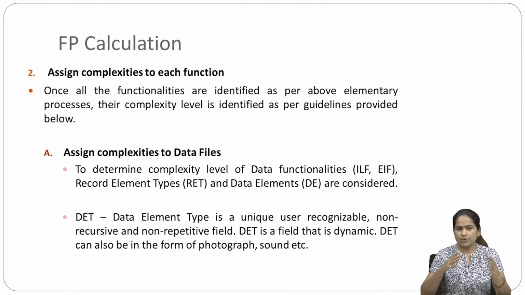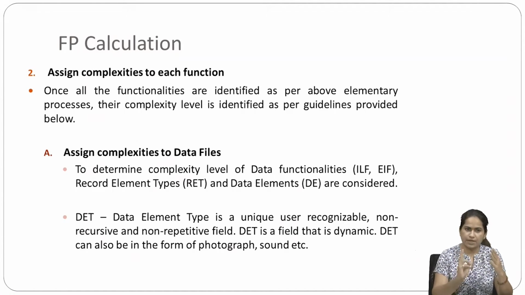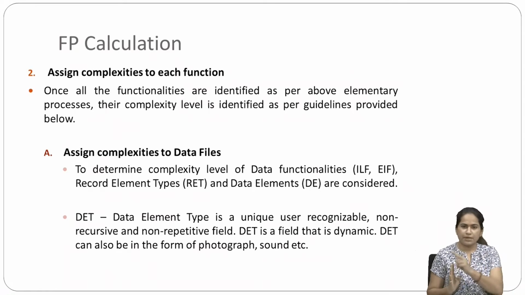Now first we are going to see DET, that is data element type. Two types you have to consider for assigning complexity to data file: record element type and data element type. First we have DET, that is data element type. It is a unique, user recognizable, non-recursive and non-repetitive field. DET is a field that is dynamic, and DET can also be in the form of a photograph, sound or any other thing. You can say unique identification of user, that can be DET, data element type.